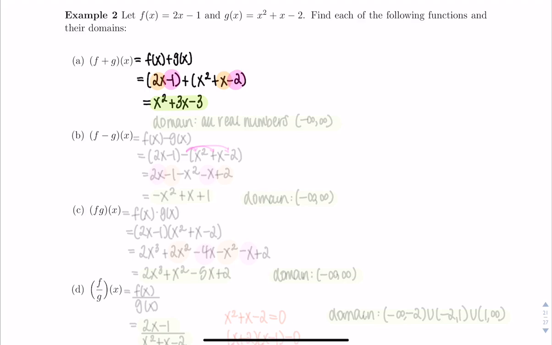And so the domain of this is all real numbers, or from negative infinity to infinity.